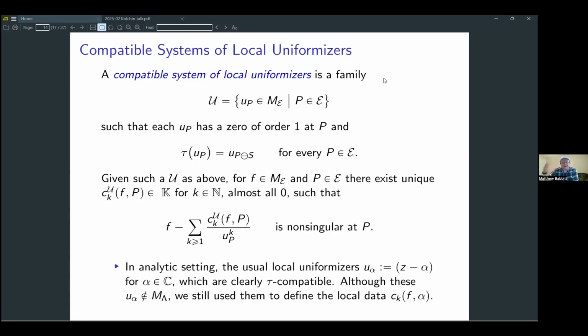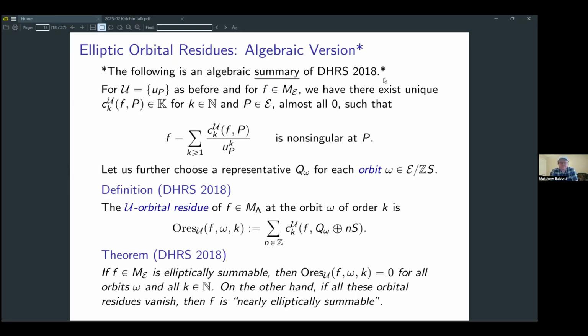Here, we don't have a covering space to work with, especially if we're dealing with a general algebraically closed field. We don't have access to the analytic structure of the complex plane. So we need to be very careful here. And so this is the technology that Dreyfus, Hardouin, Roques, and Singer set up in order to define residues in the elliptic case. Now, this is a summary of what they did. This is exactly what they did.